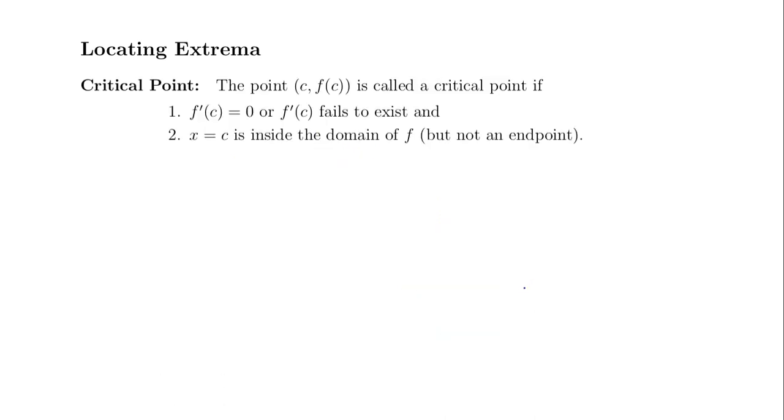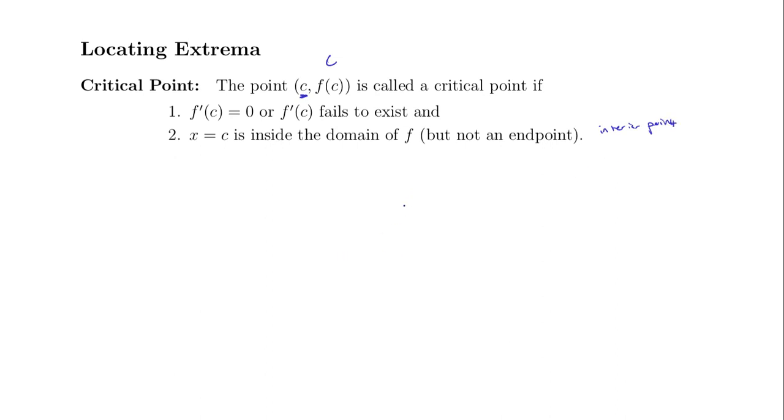So what we want to do is define this idea of a critical point. A critical point here, sometimes we'll just call it c. We'll just refer to the x value. This is a coordinate pair, x, y. But this point is called a critical point if a couple things are true. First, the derivative is either equal to 0 or doesn't exist, and that x value, c, is actually inside the domain of f. And again, not an ending point. So sometimes you'll see this: it's an interior point of the domain.